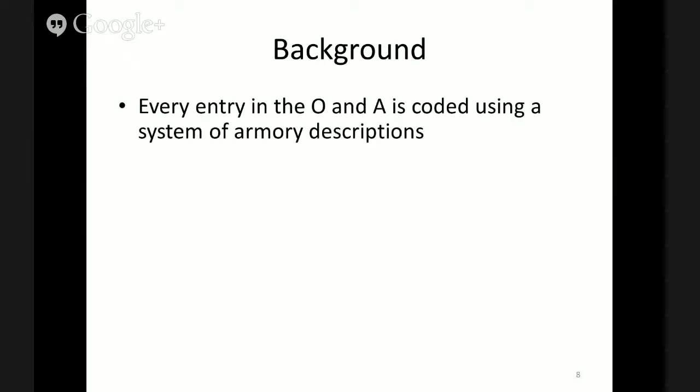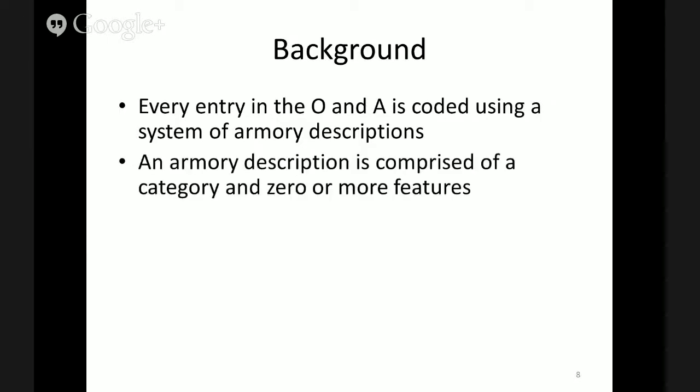So every Armory entry in the ONA is coded using a system of Armory descriptions, and that's what we're going to rely on. So an Armory description has two parts. It has a category, and then it has 0 or more features. Most have features, some don't.